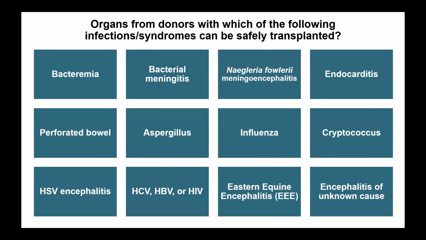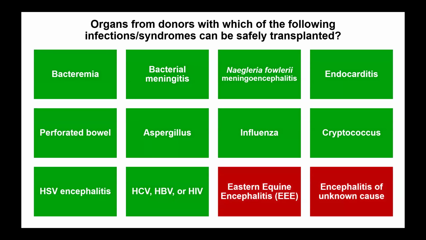Let's say they're bacteremic with MRSA for days, may or may not have endocarditis as well, could have bacterial meningitis, could have meningoencephalitis, could have a perforated bowel and perhaps an open abdomen, could have history or suspicion of aspergillus or cryptococcus, could have a respiratory virus such as influenza or HSV encephalitis, could have active or prior exposure to hepatitis C, hepatitis B, or HIV, with hepatitis C and hepatitis B being the case that Silke took us through, having triple E, or encephalitis of an unknown cause.